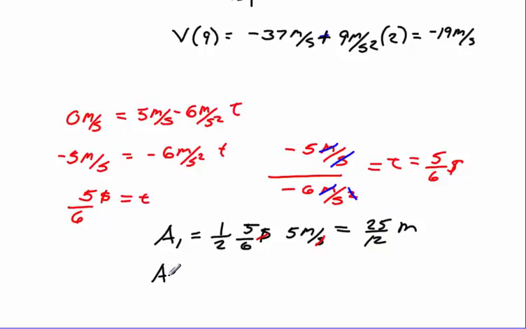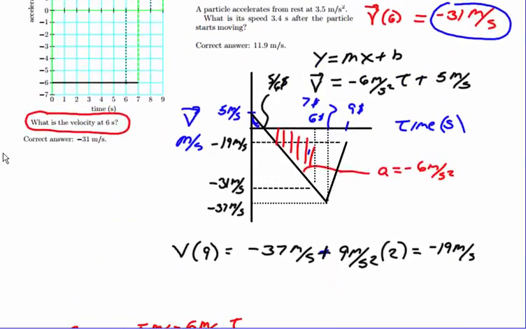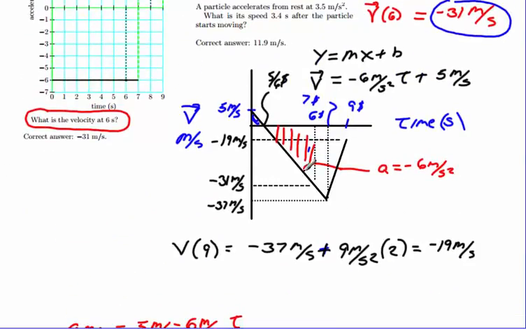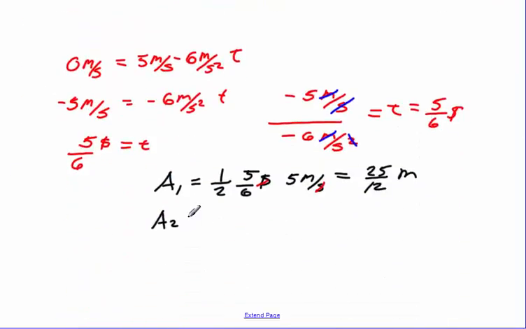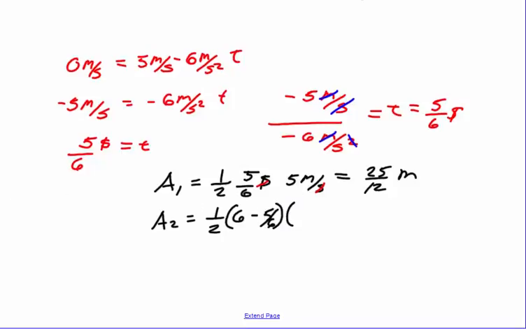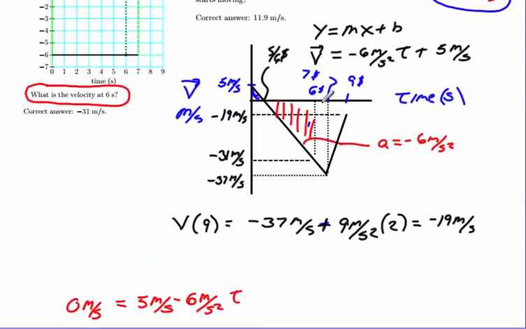Let's go to area 2. We're going to calculate the area of this all the way down to 6. Okay? We need to find this distance here. Isn't the distance from here going to be 6 minus 5/6? From here to here. So 1/2 times base. That's 6 minus 5/6 times my height. Again, my height is going to be the -31 meters per second.